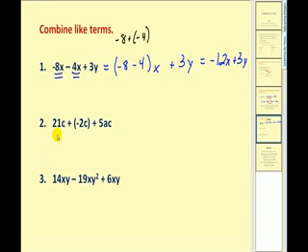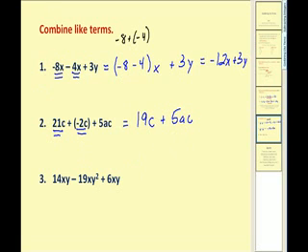Okay, for these last two, I'm going to see if we can skip showing the distributive property and combine the like terms. So we have two like terms here, 21c and negative 2c. So to combine those, essentially we have to add the coefficients. So 21 plus a negative 2 would give us 19. The variable part stays the same, so we have 19c and then plus 5ac.